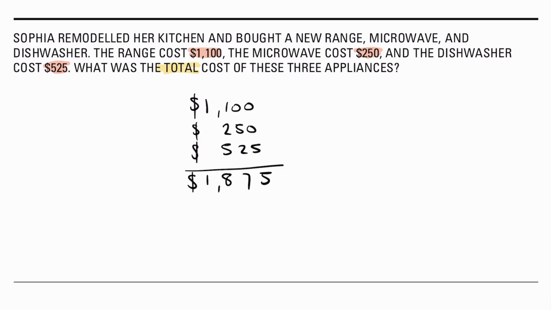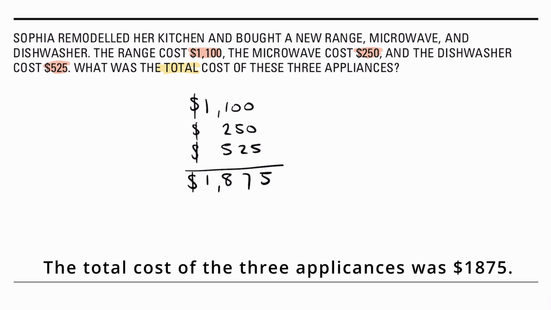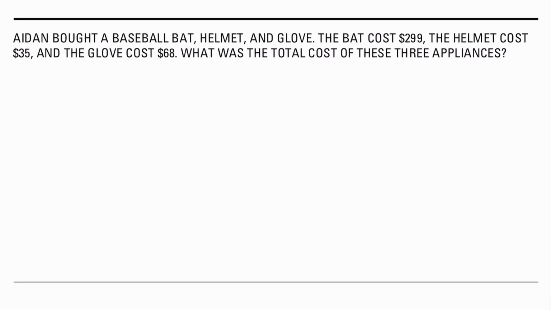And so we end up with $1,875. And so I won't write it down, but if I was going to write down something, I would write down the total cost of the 3 appliances was $1,875. So Aiden bought a baseball bat, helmet, and glove. The bat cost $299, the helmet cost $35, and the glove cost $68. What was the total cost of these 3 appliances?